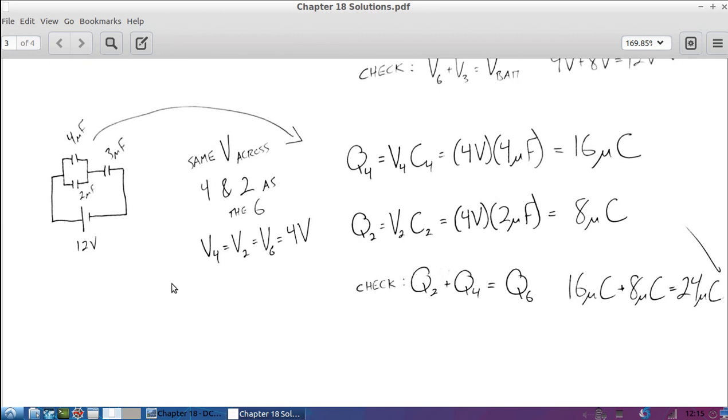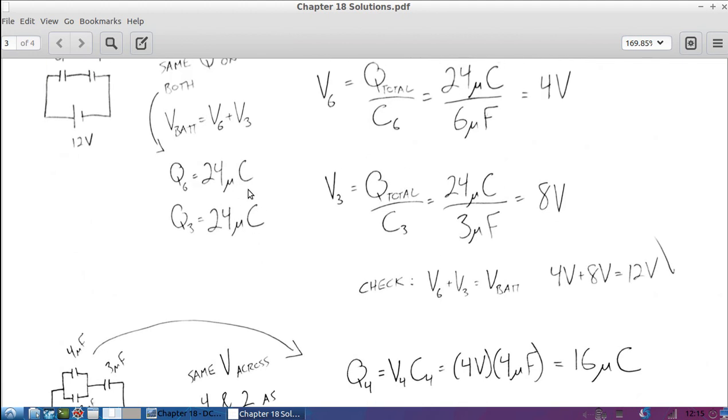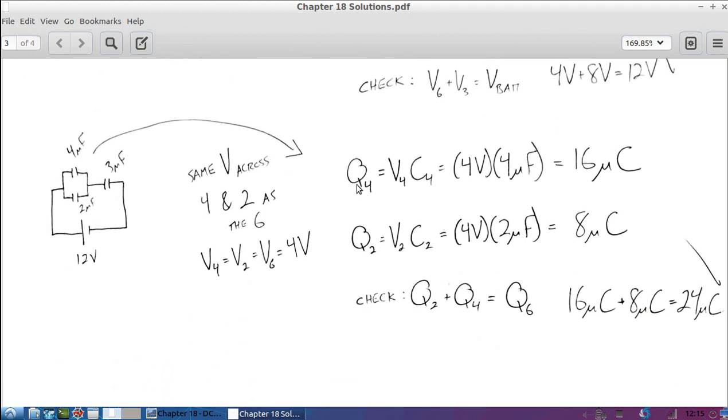Alright, so be very careful. Don't use the voltage of the battery. We're going to use the voltage across the 6 microfarad capacitor. So Q4 plus Q2 is going to equal Q6. They're two capacitors in parallel. Their charges are going to add up to Q6. What's Q6? 24 microcoulombs. So I'm using Q equals VC. Since I know that the voltage across both of these capacitors is 4 volts, I'm going to use Q equals VC to find the charges on each individual capacitor.